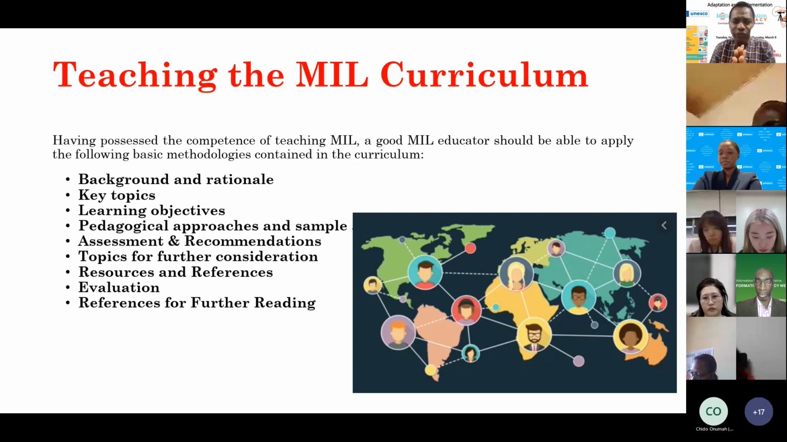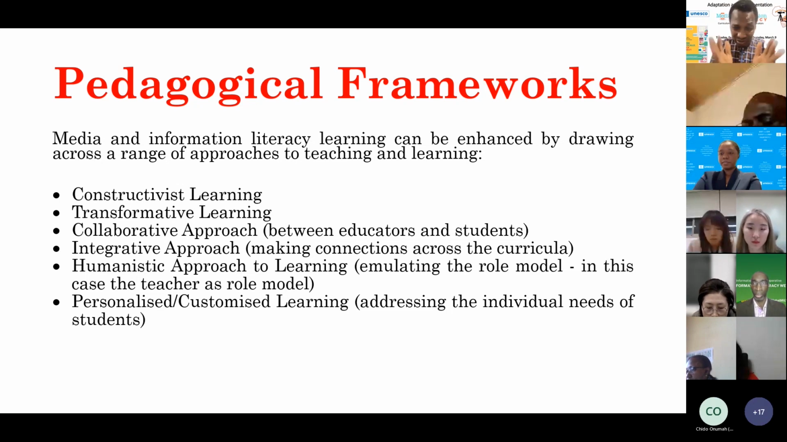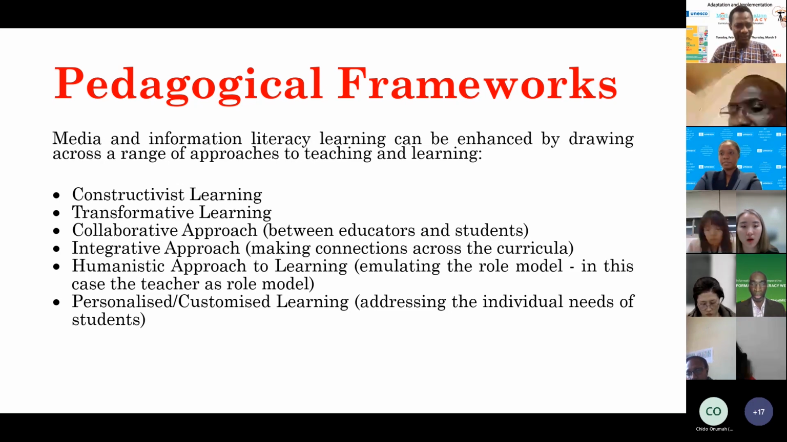Now, pedagogical framework. There are frameworks you have to look at. It enables us to diversify the learning outcomes and the way you go about teaching all these things. Like I said, you must acquire these pedagogical skills. You have to acquire them. Do you want to go by constructive learning? You construct the message, let them be part of it, and then eventually you deliver it for them.